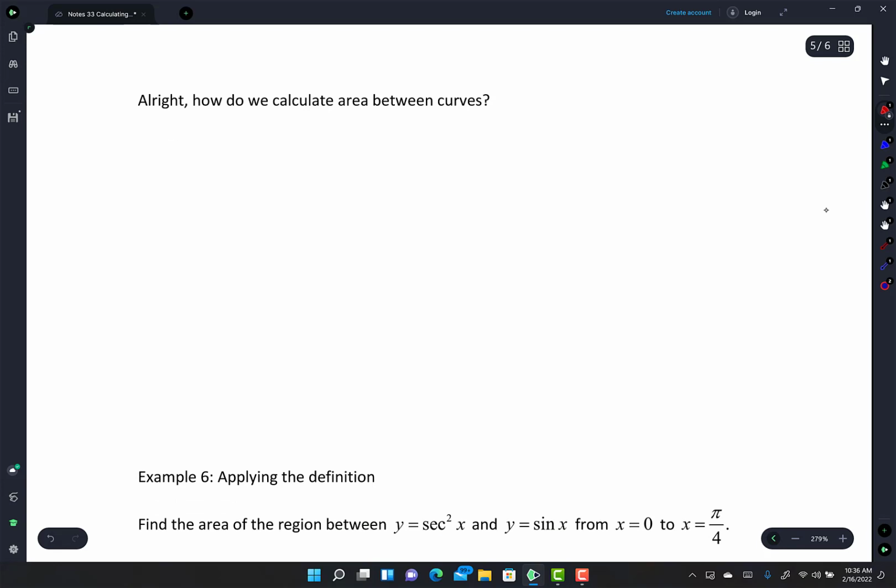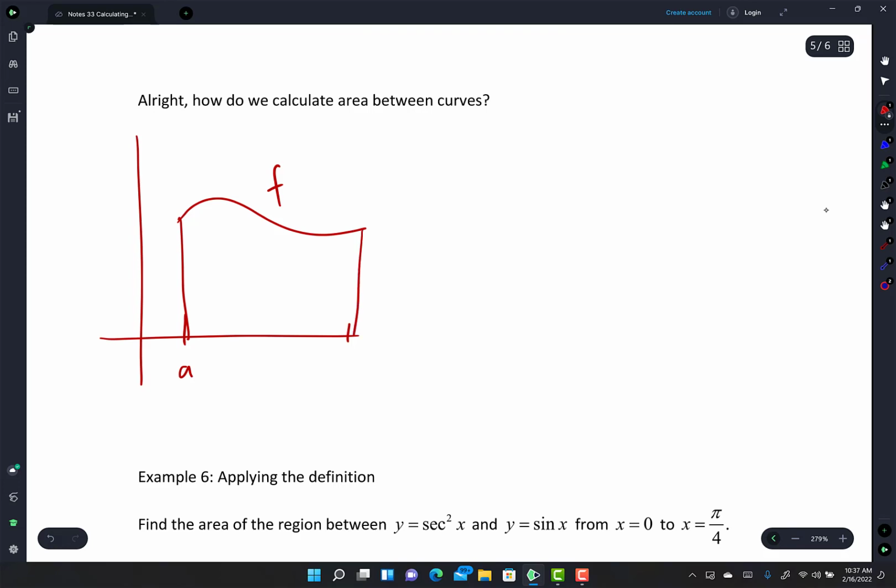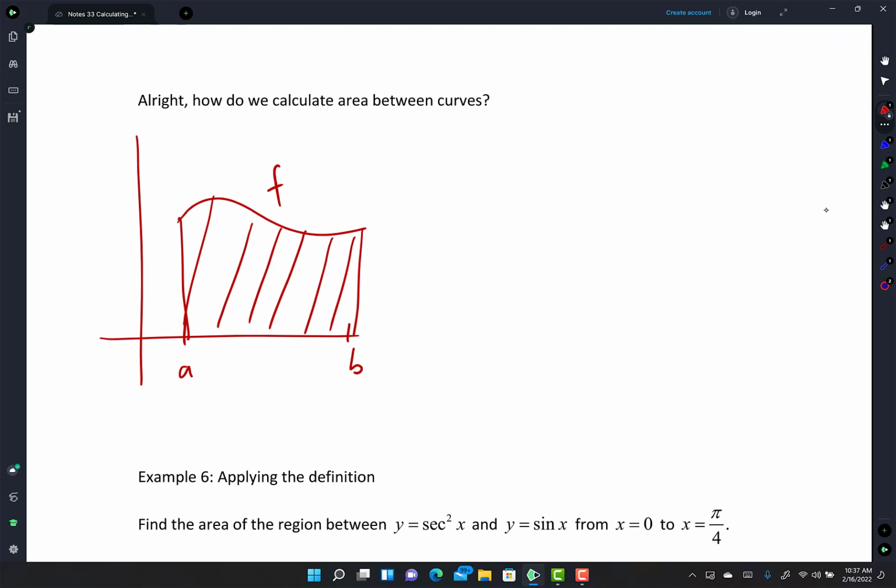All right, how do we calculate area between two curves? You guys already know. So look, draw this curve first. Call this curve in red F. And do you guys agree that the area below the F curve from A to B is just the integral from A to B of f of x?